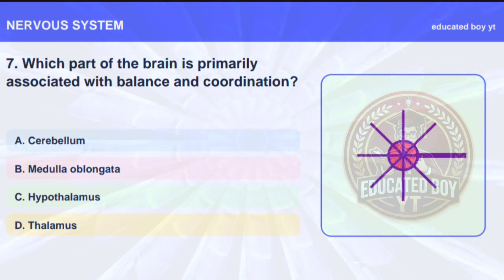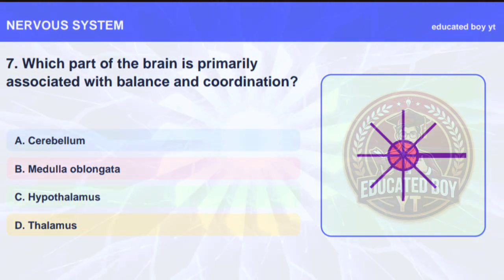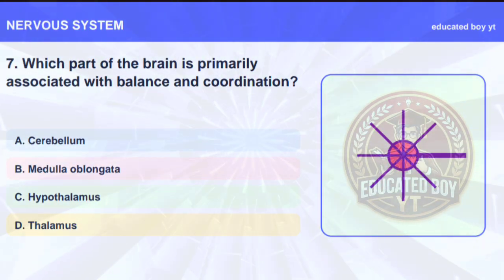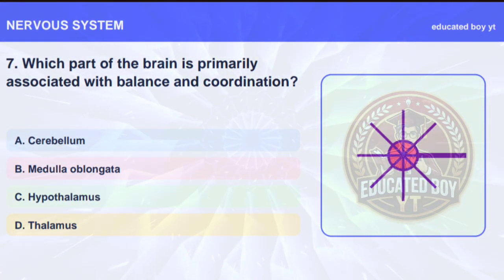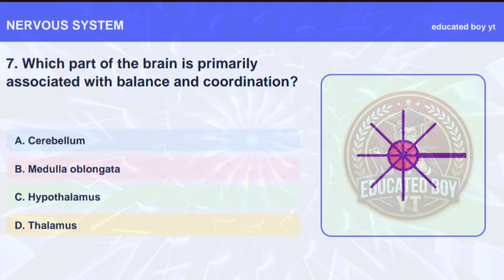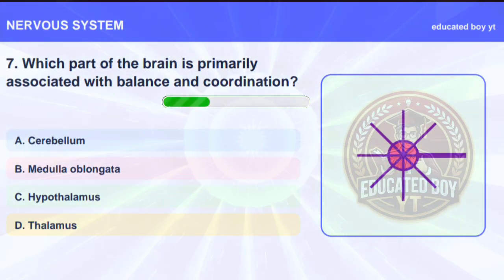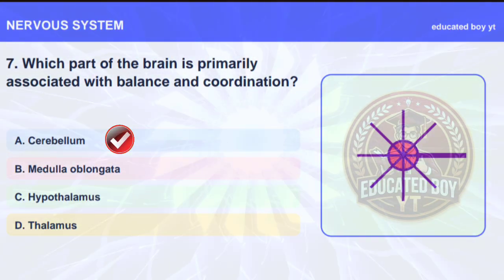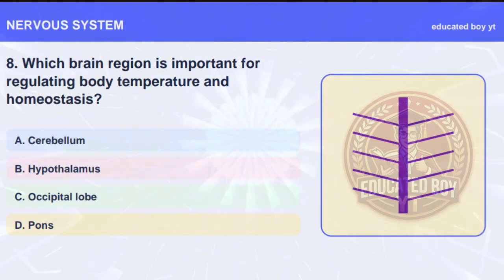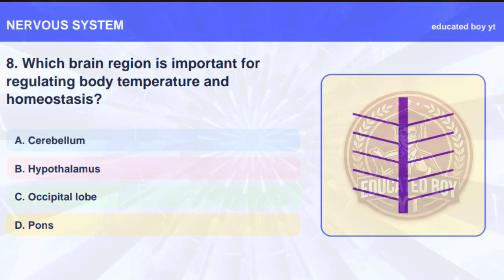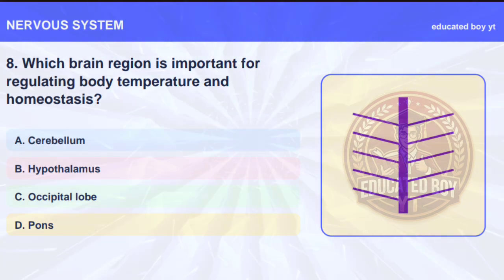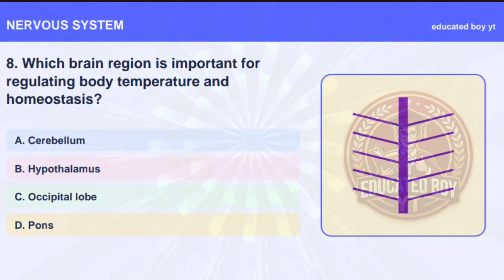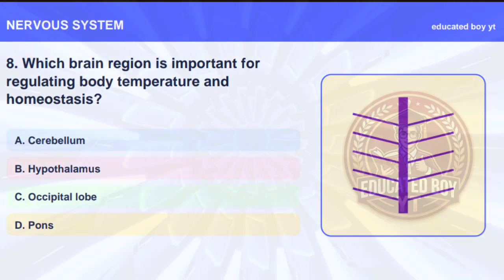Question number 7. Which part of the brain is primarily associated with balance and coordination? Option A, cerebellum; option B, medulla oblongata; option C, hypothalamus; option D, thalamus. Question number 8. Which brain region is important for regulating body temperature and homeostasis? Option A, cerebellum; option B, hypothalamus; option C, occipital lobe; option D, pons.